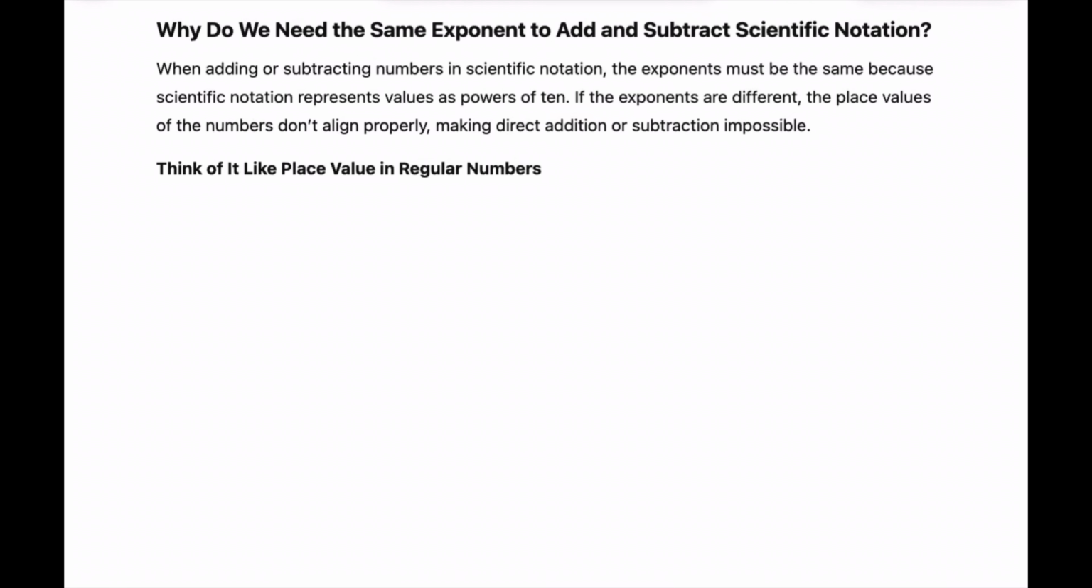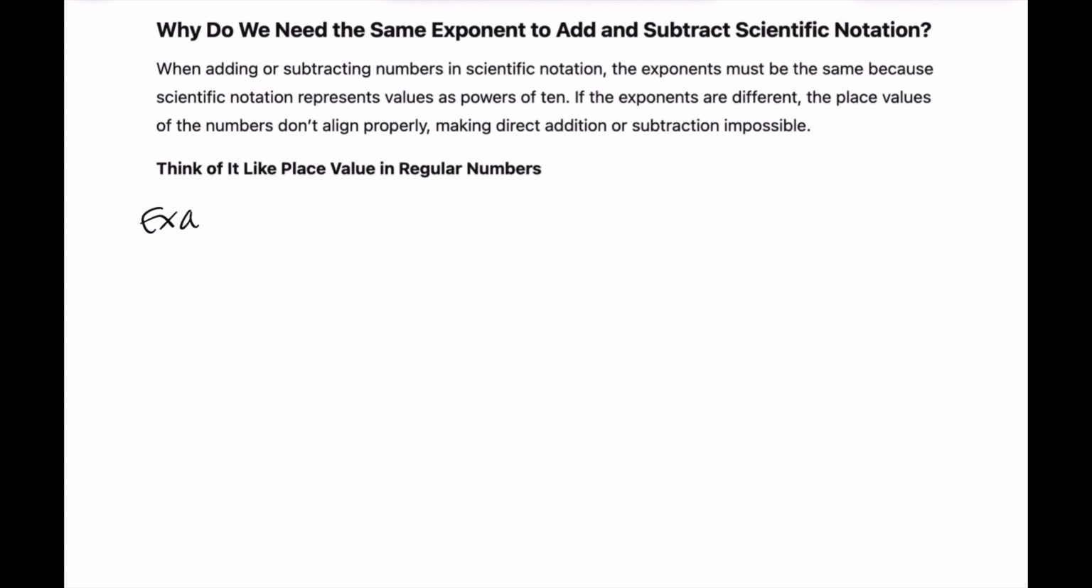So now that we've gone over our lesson overview, let's go over why we need the same exponent to add and subtract scientific notation. So the exponents must be the same because scientific notation represents values as powers of 10. And if the exponents are different, the place values won't align. So we won't be able to add and subtract them.